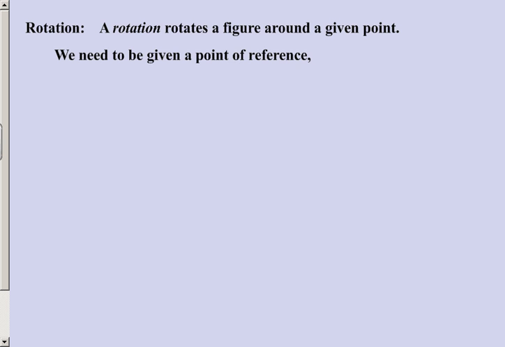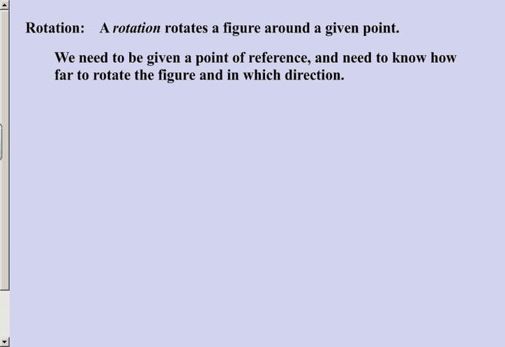So we are going to need a given point of reference, and we need to know how far to rotate the figure and in which direction. That means you need to know that 90 degrees is like a right angle, 1/4 of a circle. 180 degrees, like a straight angle, is half of a circle. And of course, 360 degrees would be all the way around a circle, coming back to the original starting point.